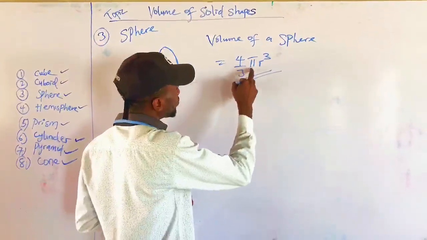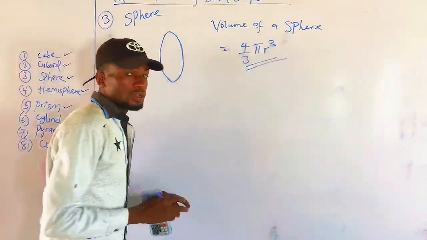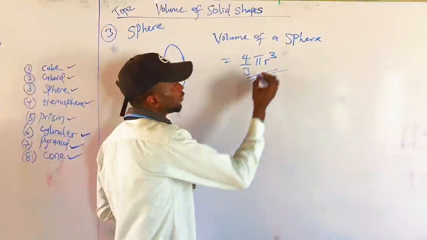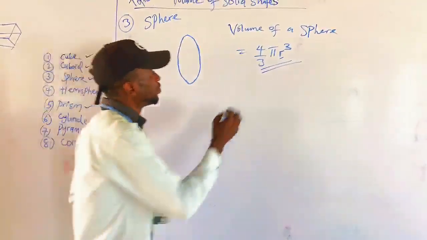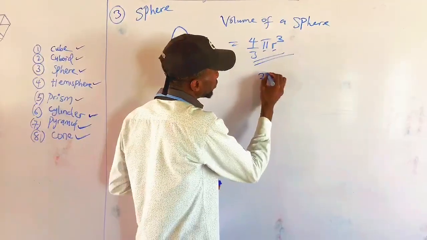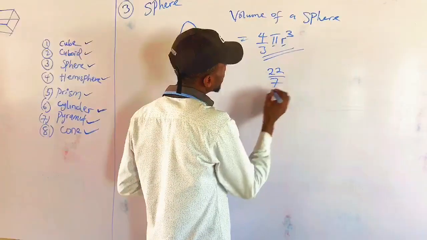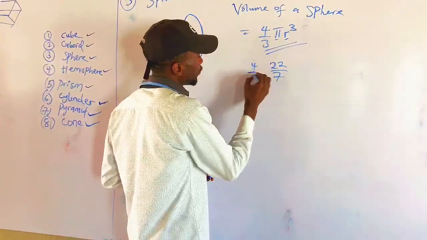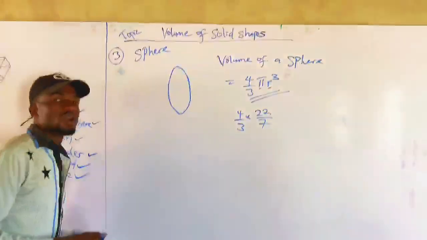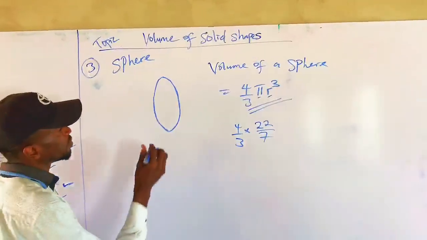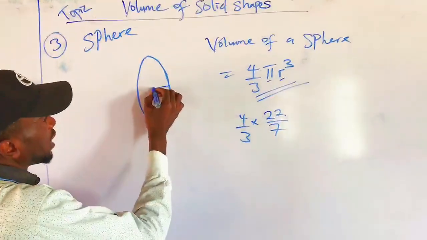4 over 3 pi r cubed. It means that you have to raise the value of your radius to the power of 3. Then your pi is constant. We all know pi to be 22 over 7. Then this 4 over 3 is also constant. Now, for you to be able to calculate the volume of a sphere, you must be given your radius or your diameter.